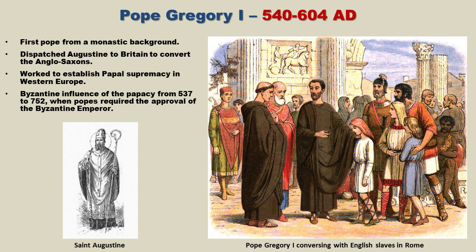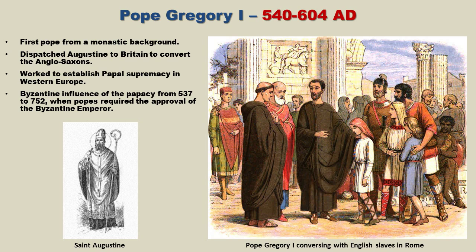Now, another important figure in the early Middle Ages was Pope Gregory I, and he is often listed as one of the most influential popes of all time. Now, Gregory was the first pope from a monastic background, and it was Gregory who placed a lot of emphasis on missions, and so he dispatched Augustine to Britain to convert the Anglo-Saxons to Christianity. He also worked to establish papal supremacy in Western Europe.